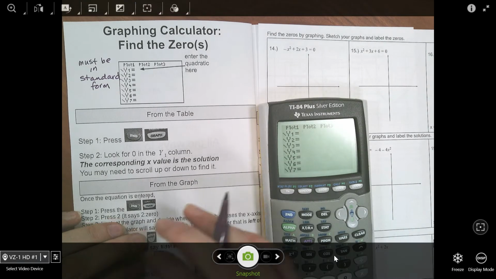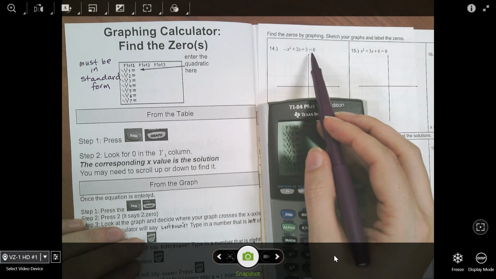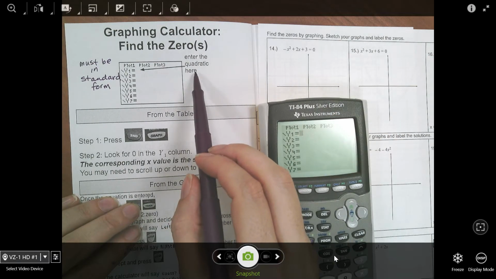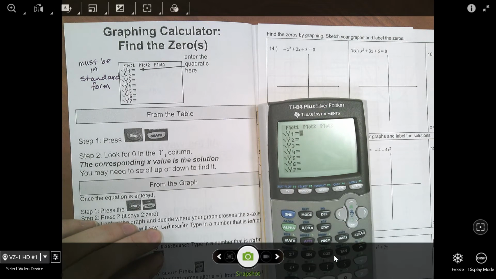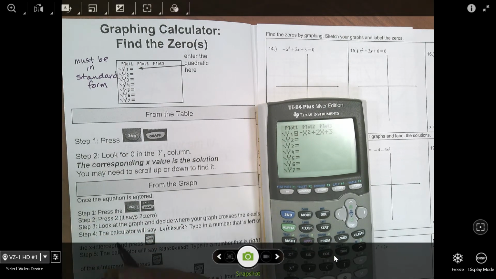And again, if you forget what standard form is, it's on the page right behind here. Okay, so let's look at number 14. It is already in standard form, so I don't need to worry about that. I can jump right into entering my quadratic in the first y sub 1 line. So I'm going to do negative x squared plus 2x plus 3. And you can always pause the video anytime if I'm going too quickly and catch up with me on the calculator. So I want to look at the graph just to get an idea of what it looks like.